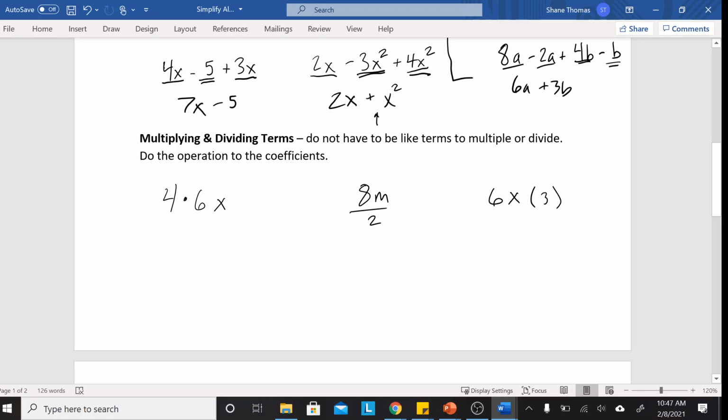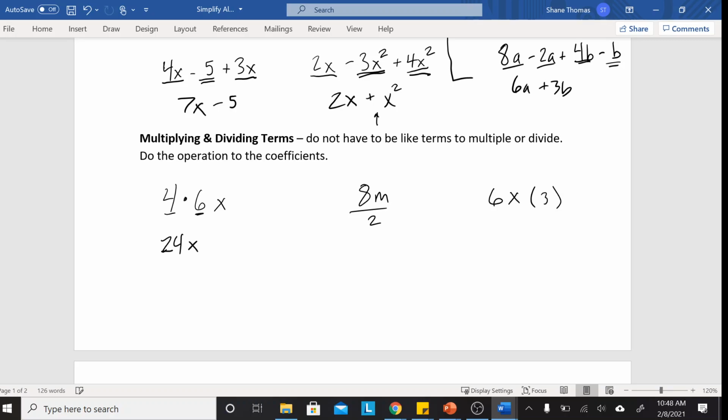So here, this first one, 4 times 6x. Yes, one's a whole number. Yes, one has an x in it. That doesn't matter to us. All we want to do is just multiply out front. So 4 times 6 is going to be 24. x tags along. I just did the operations to the coefficients again. This is a whole number.